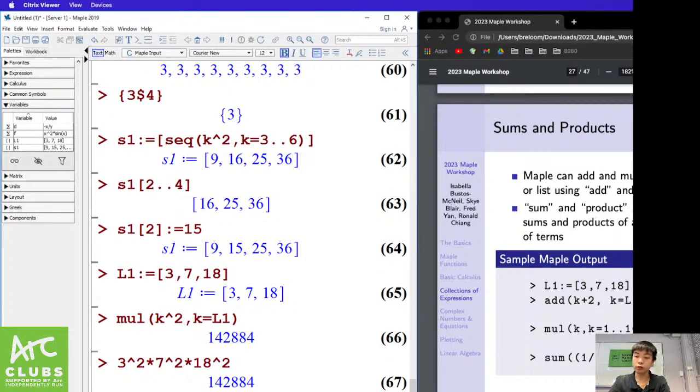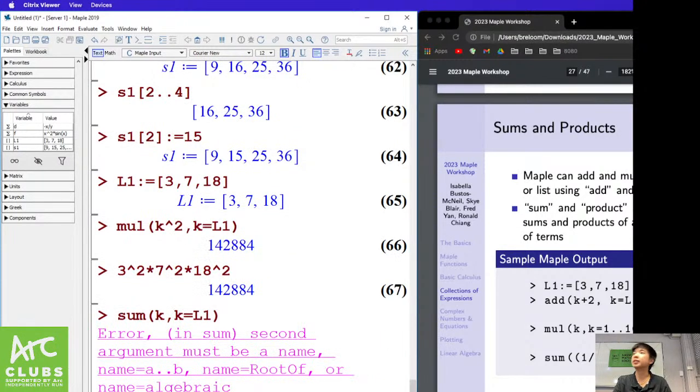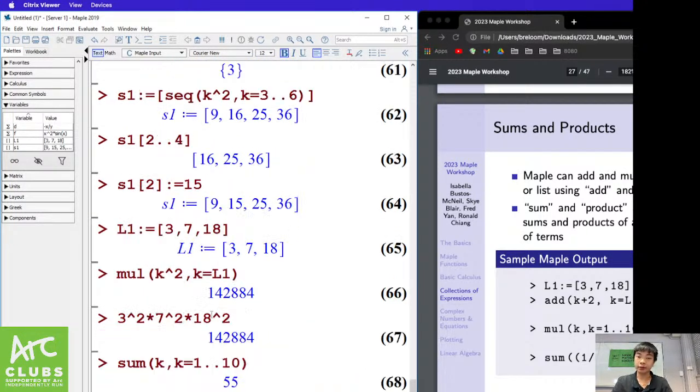And the reason we don't usually use them is because if you try to do sum and then you assign k to a list, it gives you an error because it doesn't take lists. It only takes in ranges. So you can do 1 to 10, and then it gives you the sum from 1 to 10. But the thing about sum is you can also include infinity.